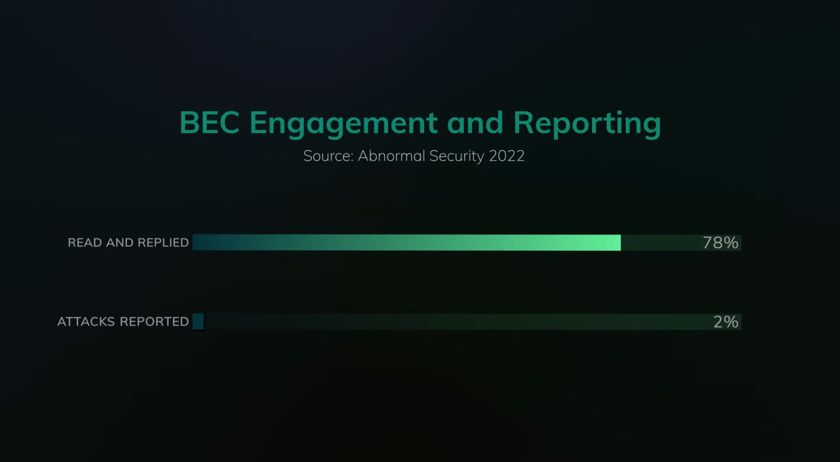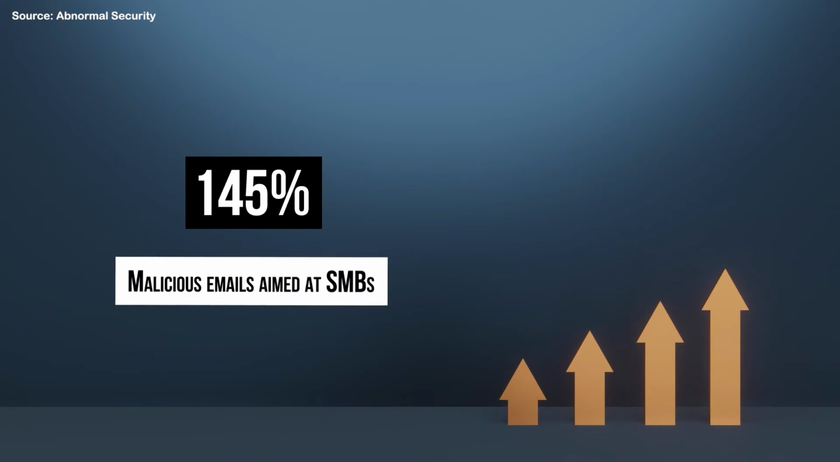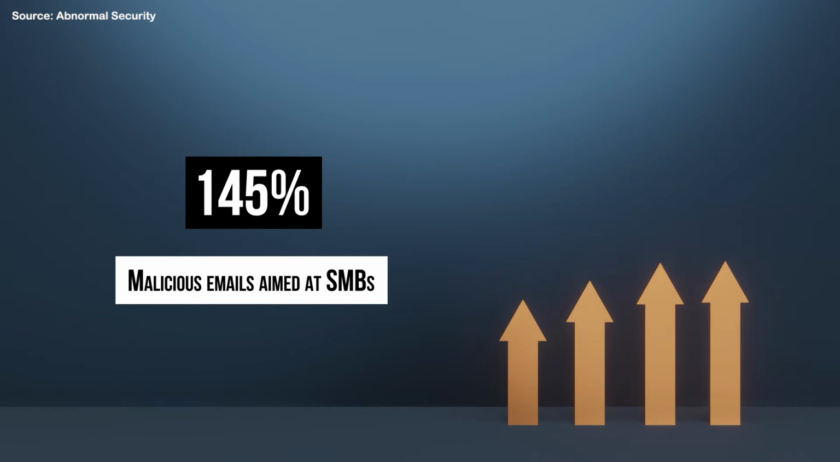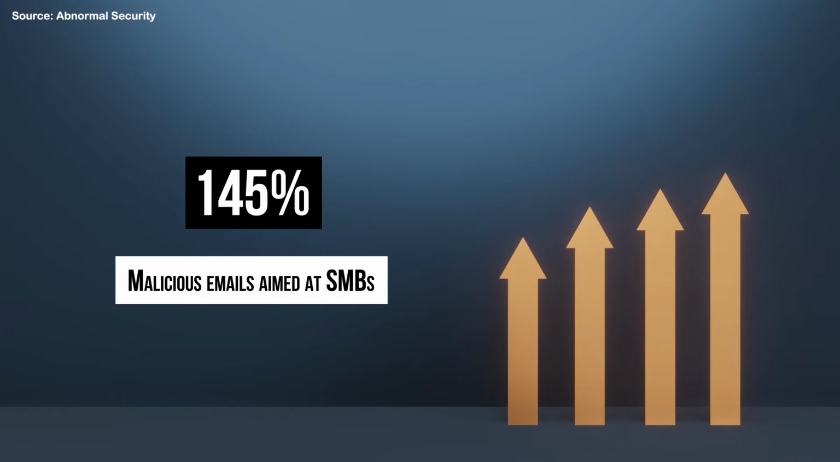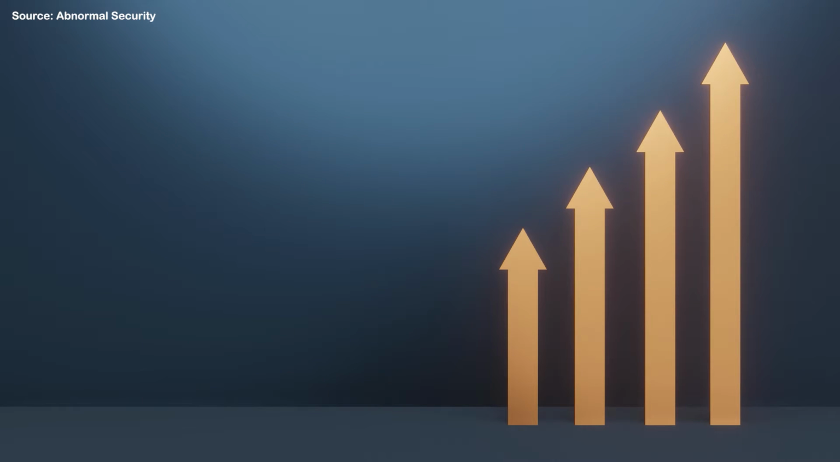Abnormal Security also revealed a concerning lack of reporting to security teams. Just 2% of known attacks were flagged. BEC attacks increasingly target smaller companies. The report noted a 145% increase in malicious emails aimed at SMB inboxes.